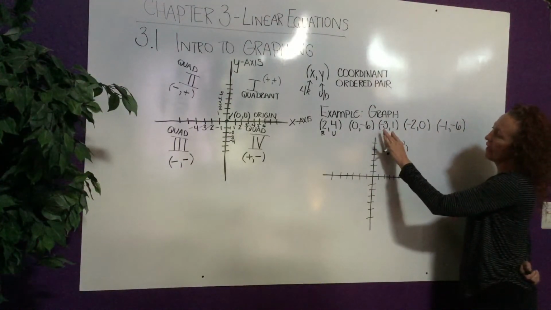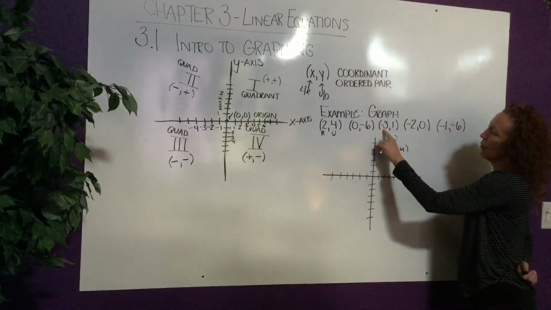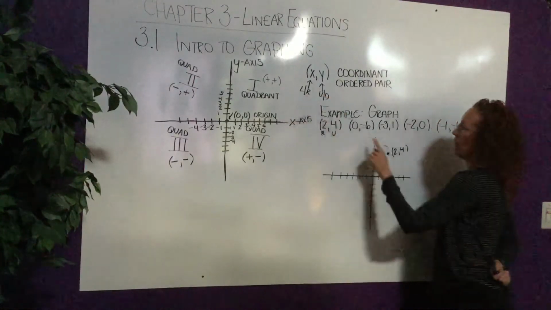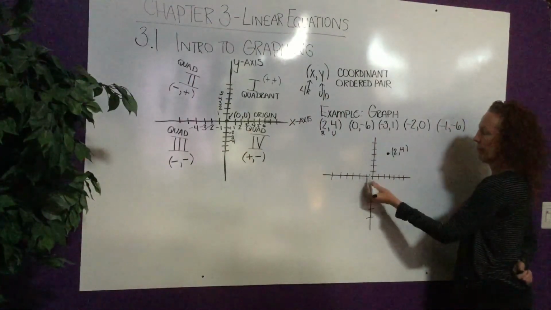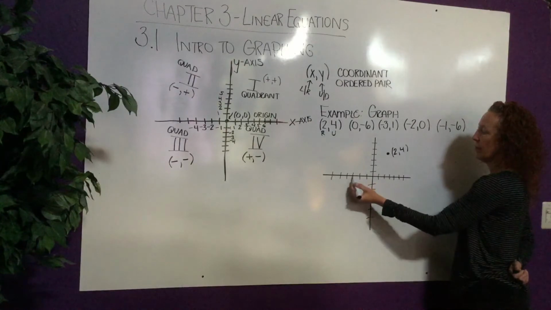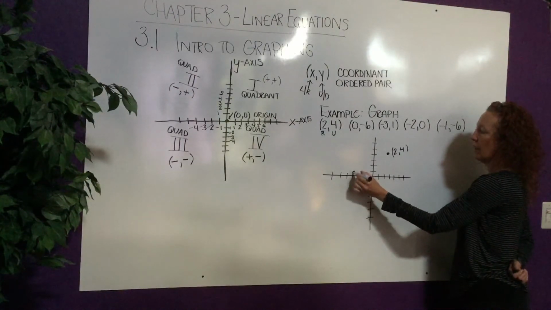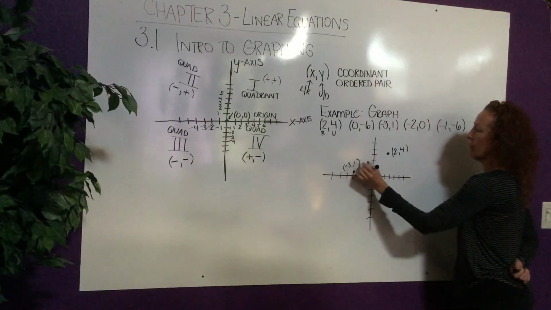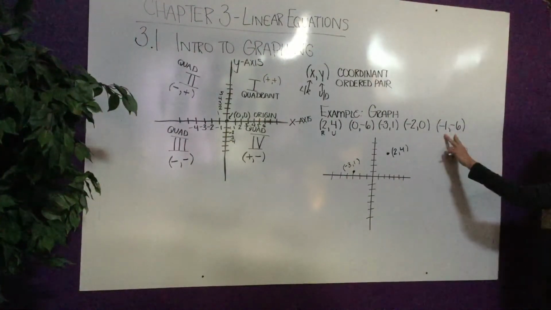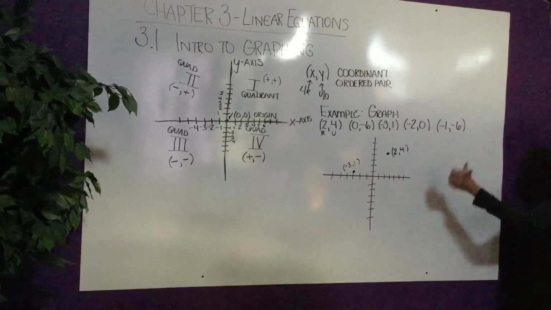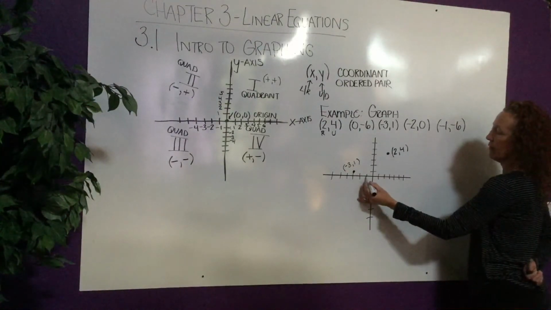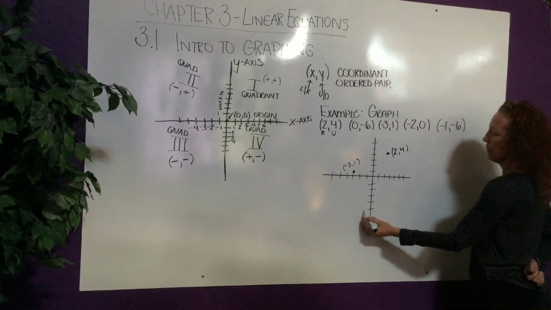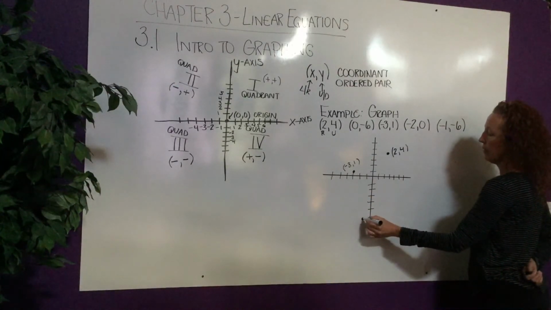So here is (-3, 1). For the first coordinate, I have to make that choice of whether or not I go left or right. Since this is a negative 3, I would go left 1, left 2, left 3, and then up 1. And this is the point (-3, 1). Back here, if I have (-1, -6), here is a negative 1, left 1, down 6: 1, 2, 3, 4, 5, 6, and you go ahead and put your dot.